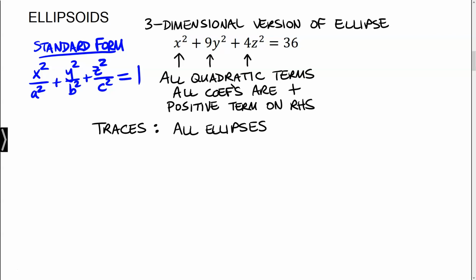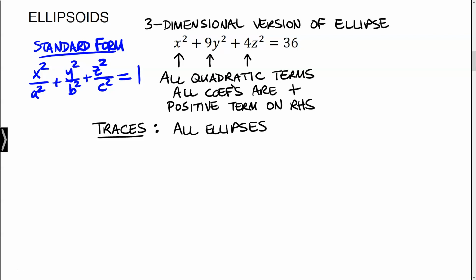I'm not going to mention if you get no traces, but in this case, they're all ellipses. That's not going to be true for most of the cases. For the other ones, usually one of the traces in one direction will be ellipses, maybe in another it'll be hyperbolas, and in another parabolas. So it's not generally the case that all the traces in all three directions are the same, but it is here.